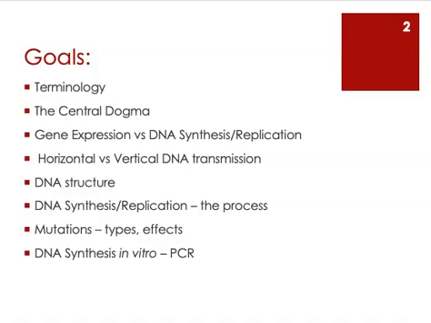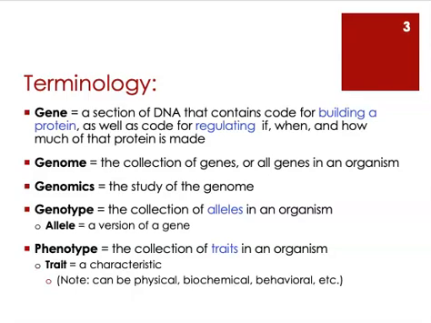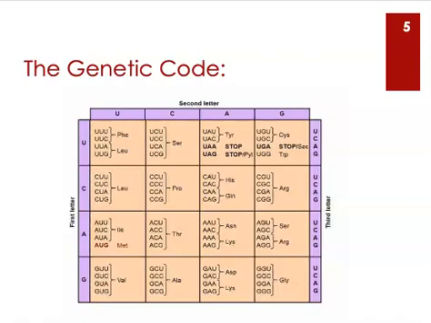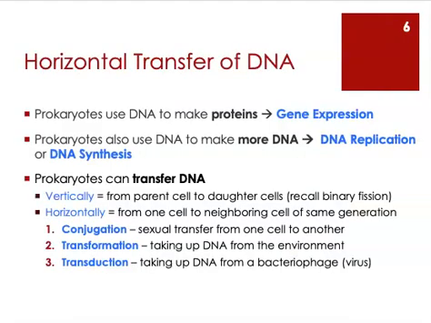We talked through some terminology, some definitions for important terms like gene and genome and genotype. We reviewed the Central Dogma, which are the 3 statements describing how genes are expressed. We talked about the genetic code and how all organisms use the same genetic code when their cells are building proteins. We talked about how prokaryotic organisms are capable of transferring their DNA both vertically and horizontally. And we discussed the 3 mechanisms of horizontal transmission.